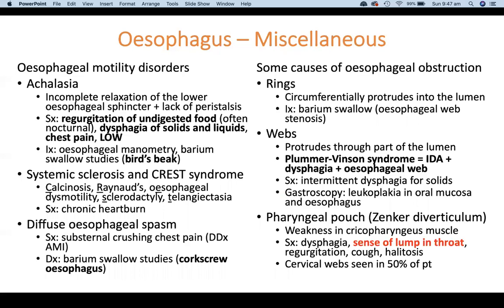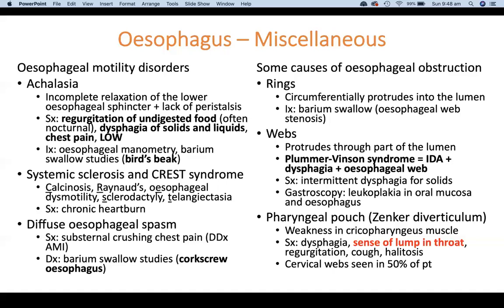So these are other things. It's not too important to know, but it just comes up sometimes in your EMQs as an option. So the main thing to remember from this is the difference between your motility and your obstructive ones. So most of the things we've been talking about so far is your obstructive, where you will get dysphagia to solids first, and then if it gets severe enough, it can become progressive dysphagia to liquids as well. Motility, you get dysphagia to both solids and liquids at the same time because it's not pushing well enough.